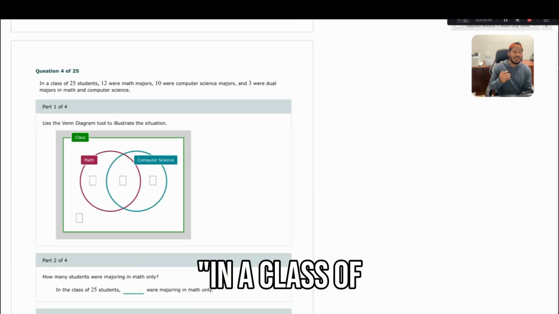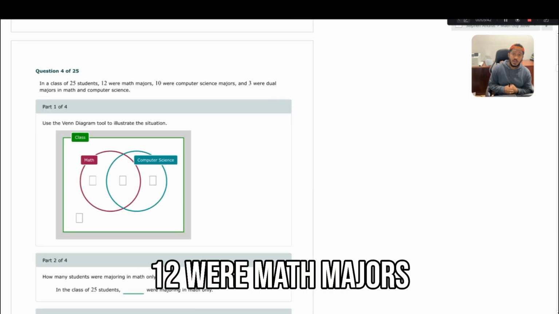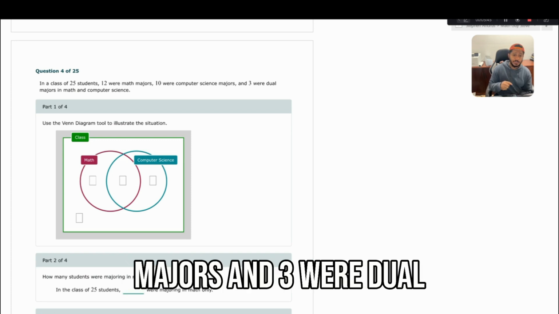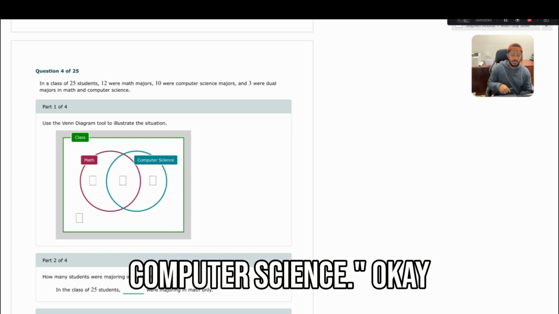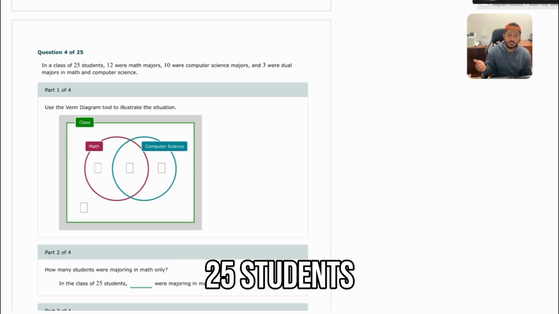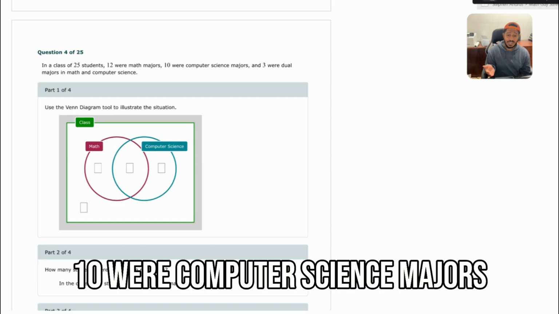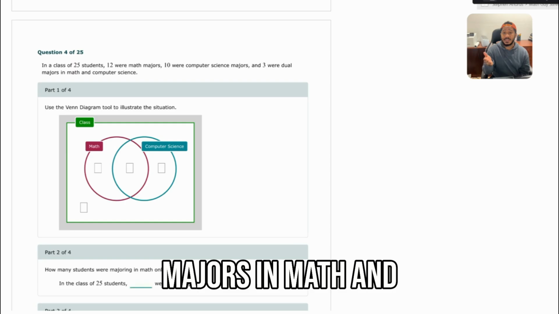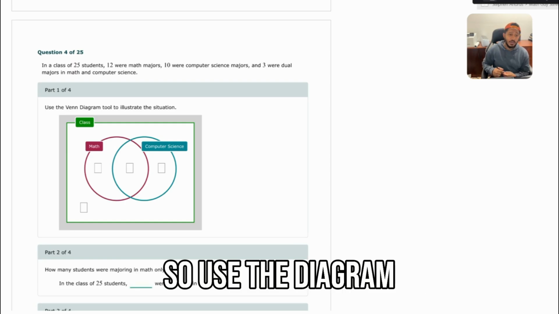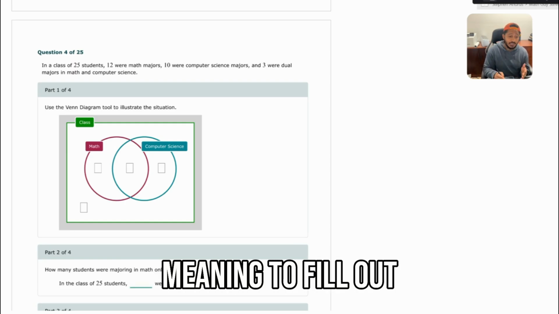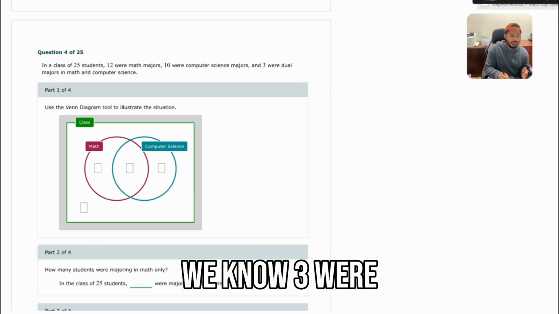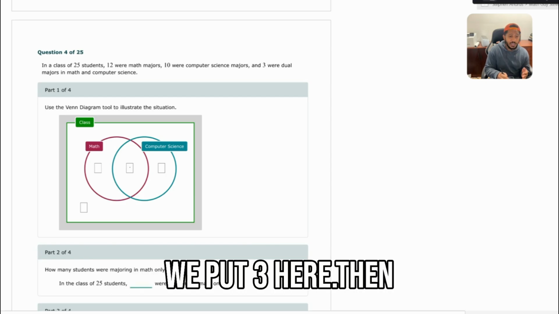All right, question 4 says, in a class of 25 students, 12 were math majors, 10 were computer science majors, and 3 were dual majors in math and computer science. So using the diagram tool to illustrate the situation, meaning to fill out this first one, we know 3 were in both, so for math and computer science, we put 3 here.